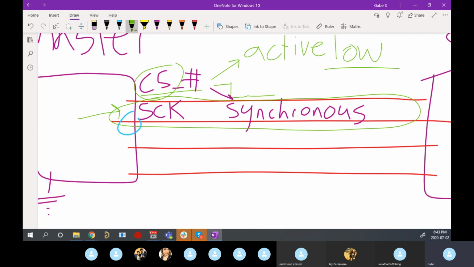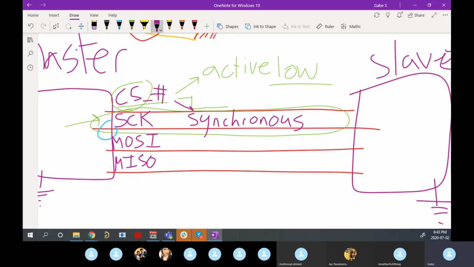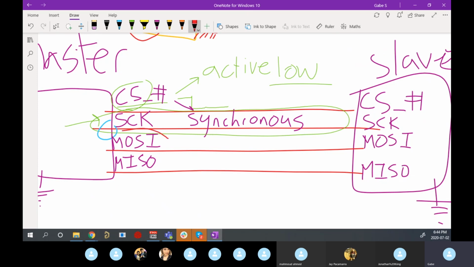The next 2 lines indicate to us that it is full duplex, and what these lines are called are MOSI and MISO. Now, what's important to note is that in SPI, very similar to I2C in this sense, you're not crisscrossing anything. No crisscrossing of any lines. Everything connects to the same pin. So chip select goes to chip select, serial clock goes to serial clock, MOSI goes to MOSI, and MISO goes to MISO. So these 2 are where the data happens.